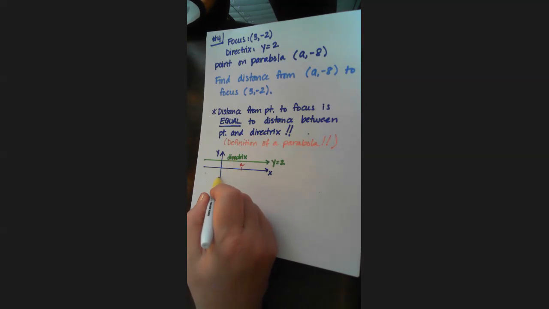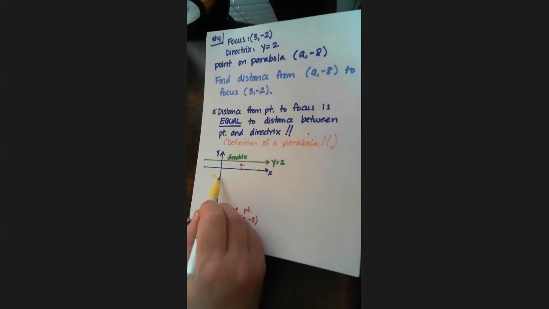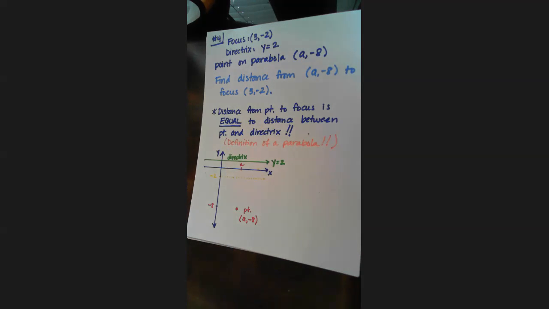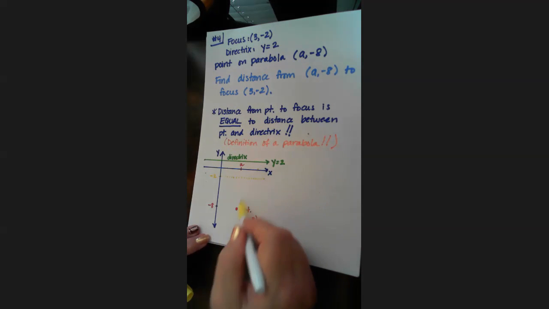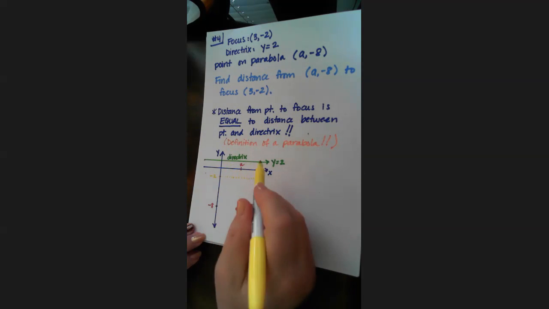Well, I could say that -2 is right about here. That's -2. But I don't know where 3 is. I don't know if 3 is on this side, or if 3 is over here. So somewhere on this line is the focus. I don't know where it is because, to find the distance, I don't know where a is, so I don't know the relationship.